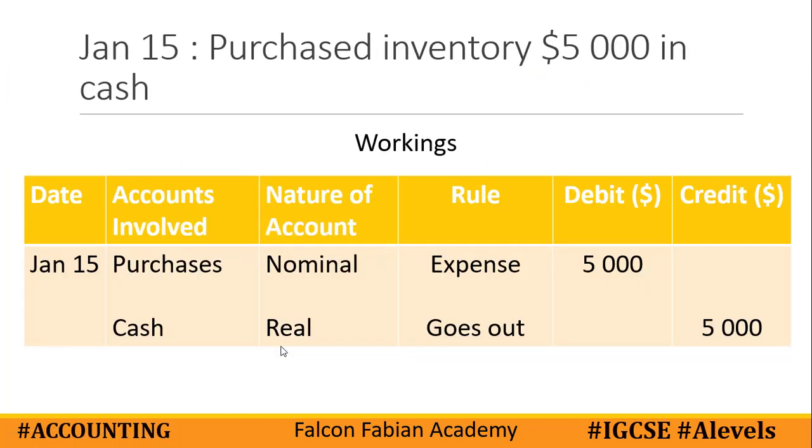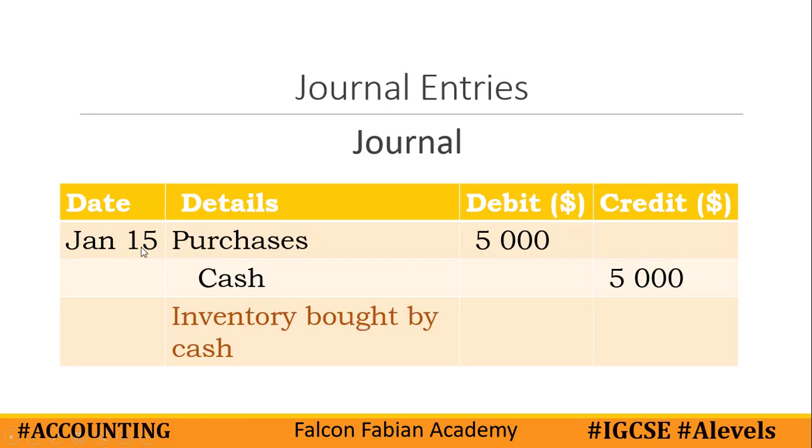Now let's record the entry. We had identified the 2 accounts involved over here, and the 2 accounts involved are purchases and cash. So date is January 15th. You would write the name of the account that is to be debited, which is purchases account, in the first line, and in the debit column you would write the amount 5,000.